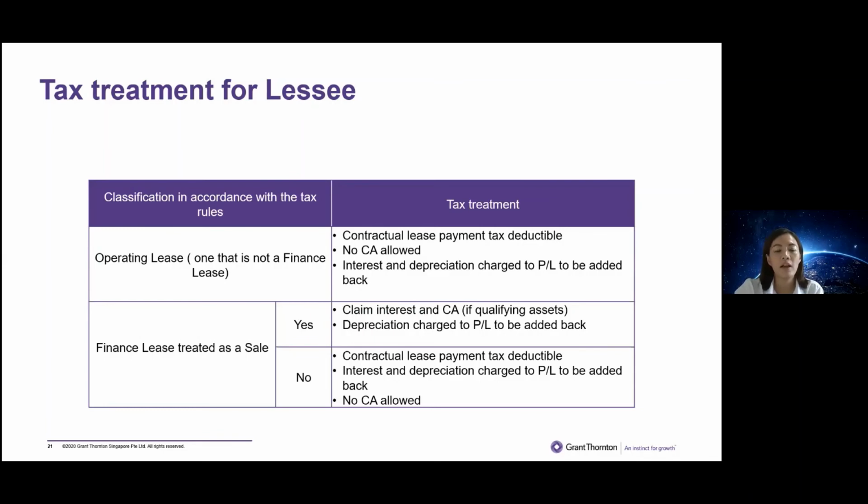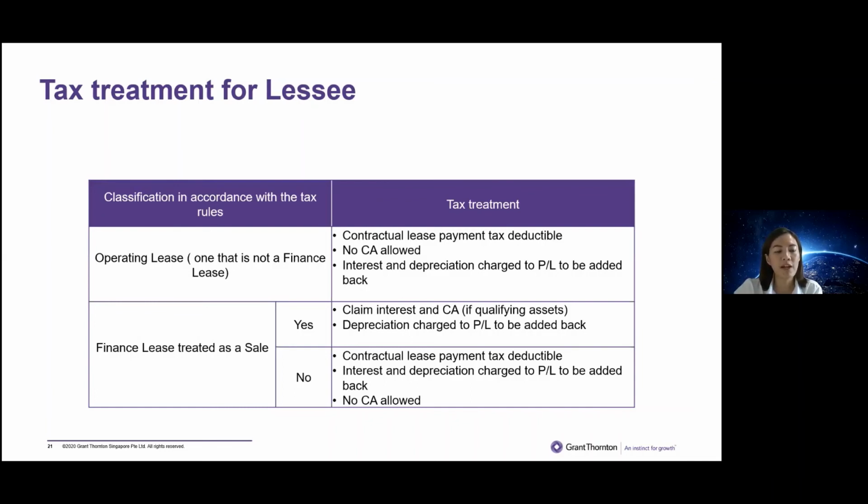All right. So then, when it comes to finance lease treated as a sale, meaning the lessee in this case has acquired a capital asset, it is also getting financing from the lessor, right? So you will be able to claim interest expense that is flushed through the P&L as part of the financing cost, and also capital allowance on the asset if the item qualifies as a plant and machinery for tax purposes. And the depreciation, accounting depreciation expense, clearly you cannot claim a deduction, so you would have to add that back.